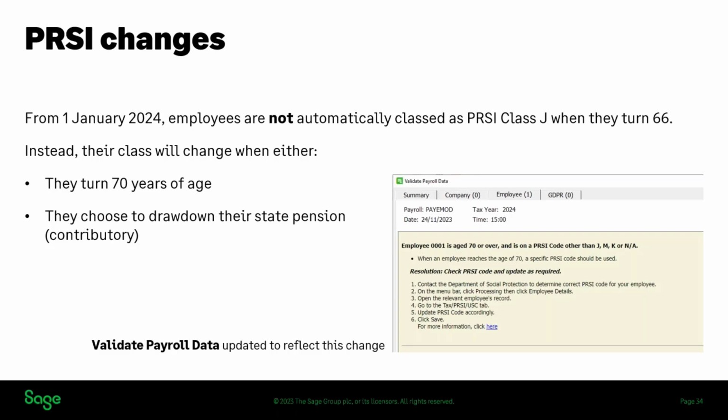Instead, their class will change when either they turn 70 years of age or they choose to draw down their state pension contributory. So if they are drawing down their state pension, they get put onto Class J. If not, they'll have to wait until they are 70 years of age for that to happen. So the validation in Validate Payroll data has been slightly adjusted to reflect that change. And I would recommend that you keep an eye on any PRSI classes that come through on updated RPNs.